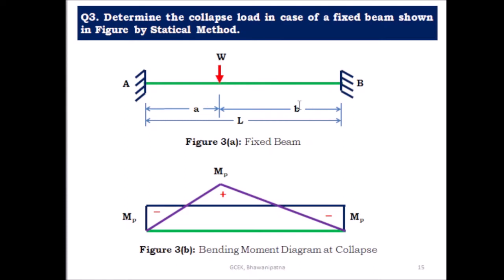we have the concentrated load W at a distance small a from the support A and small b from the support B, and the length of the fixed beam is L. And this is the bending moment diagram.